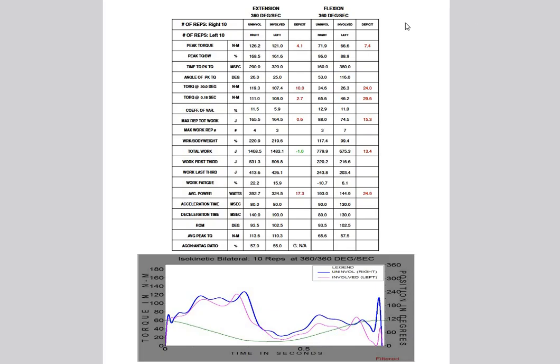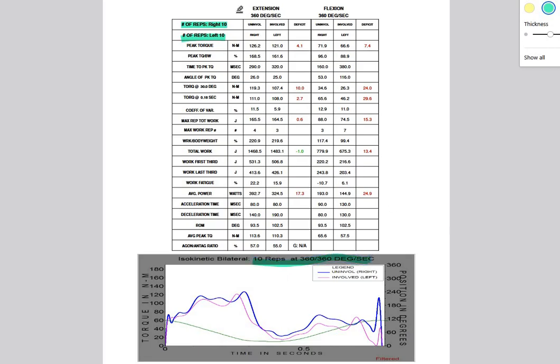Now, first things first, you have this large table of results here at the top. In the first column, we have information such as the number of repetitions that were performed on each limb. Just highlight that there for you, on the left side and the right side. Now, naturally, we are almost always going to perform the same number of repetitions bilaterally, but it's just there if you need it. It's also here at the bottom on this line graph here.